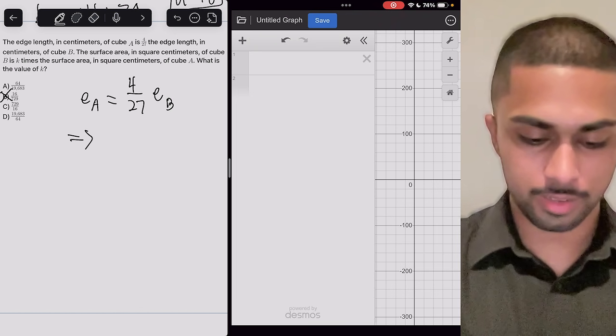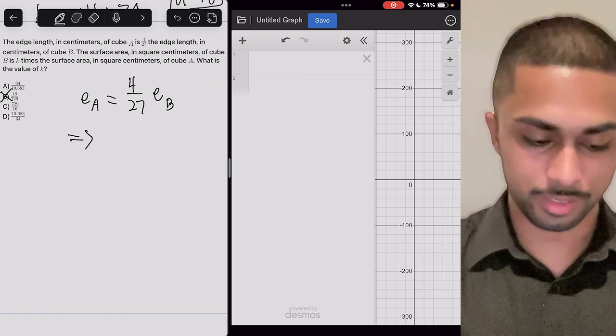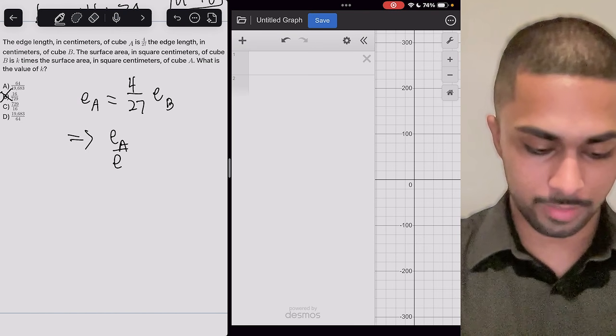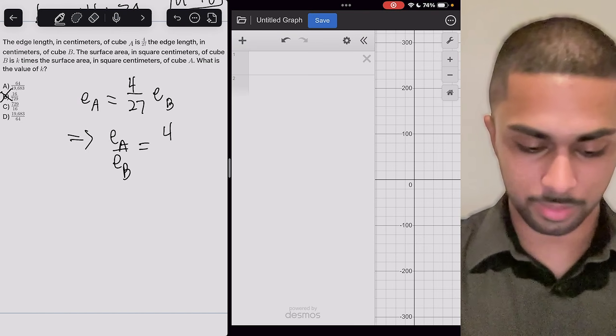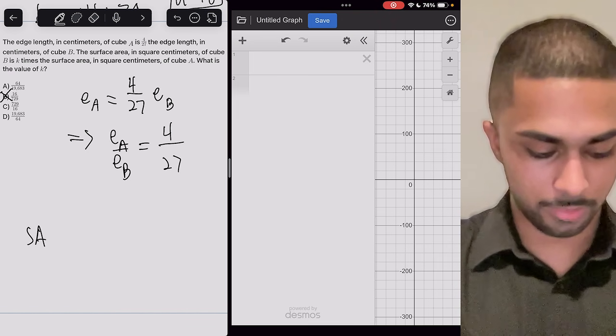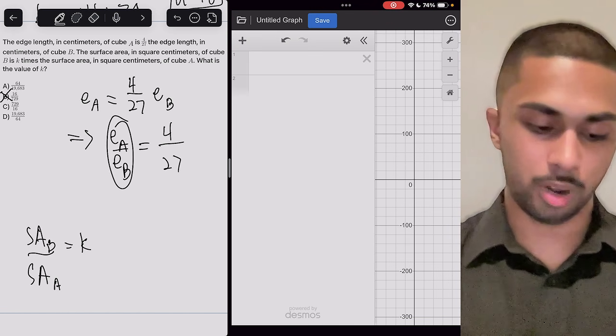Let's divide e of b to the other side. E of a, which is the edge length of a, divided by the edge length of b is equal to 4/27. Now, if you remember, the surface area of b divided by the surface area of a is equal to k. What's the problem here?